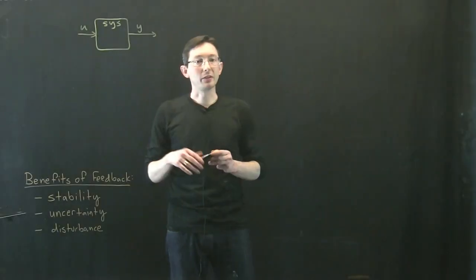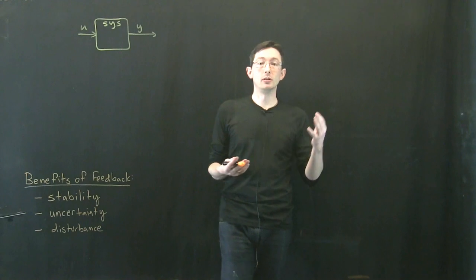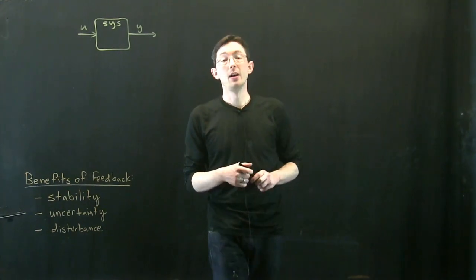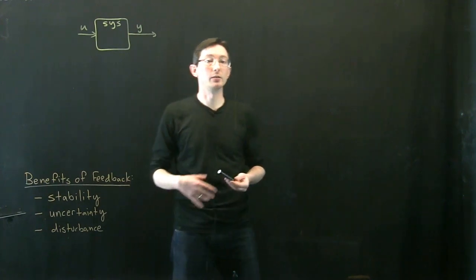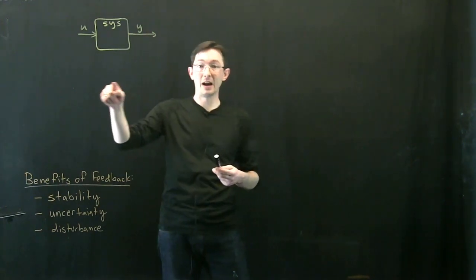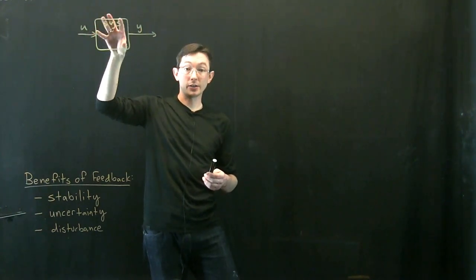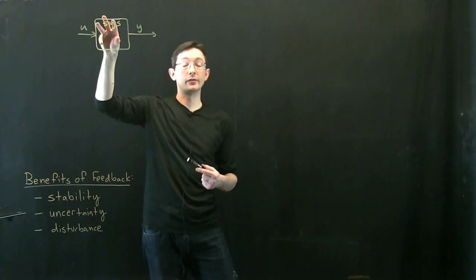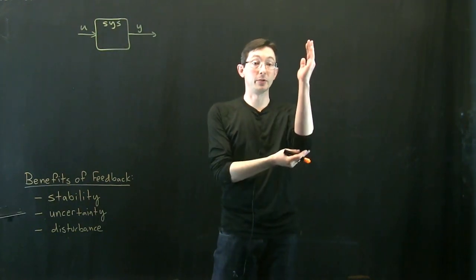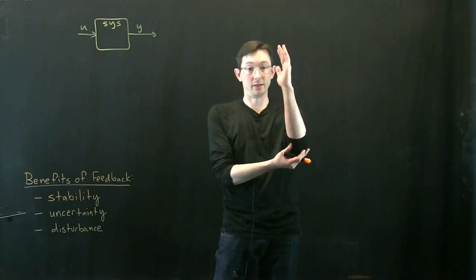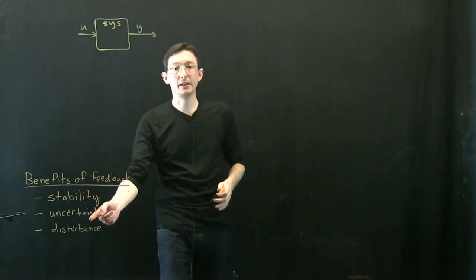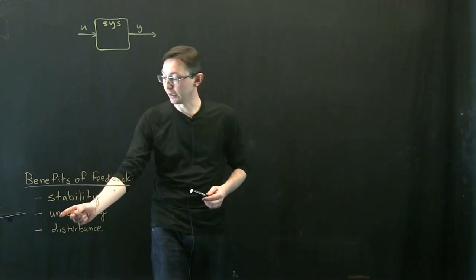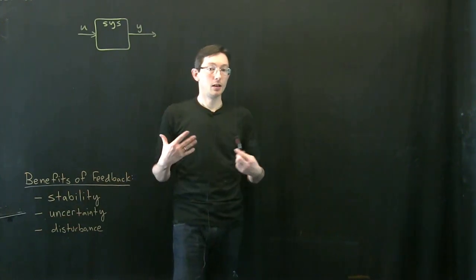So we've talked a lot about the benefits of feedback control over something like open loop. In particular, we listed them before as stability. It's possible with feedback of your system to change the eigenvalues, to design the eigenvalues of your closed loop system, for example, to stabilize an unstable system like the inverted pendulum.